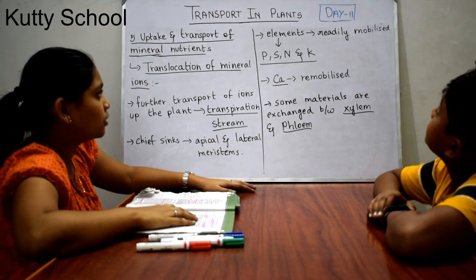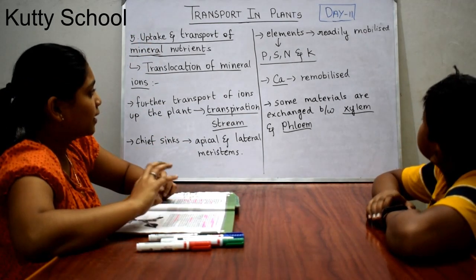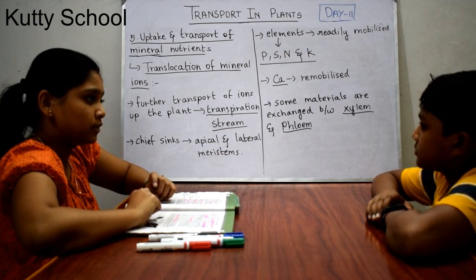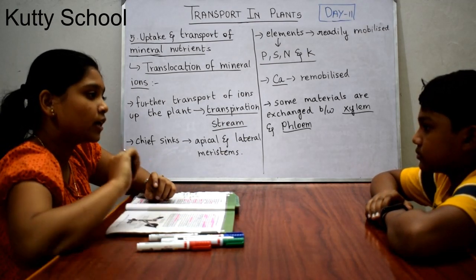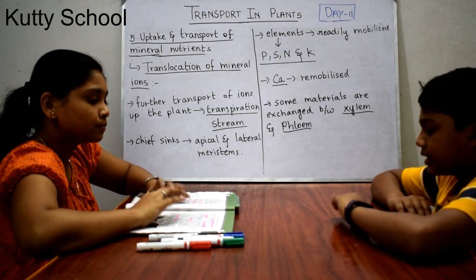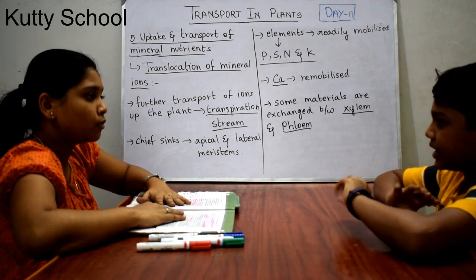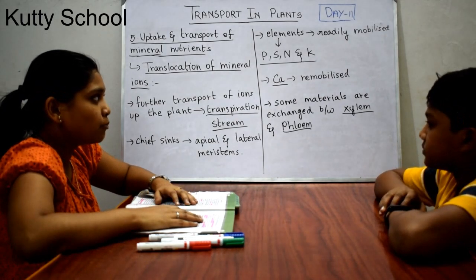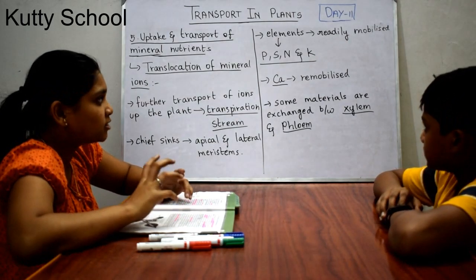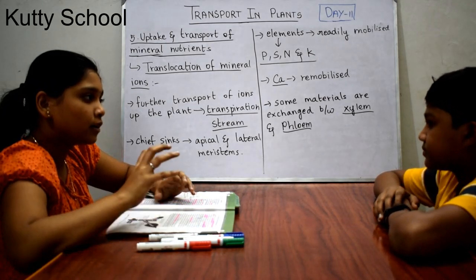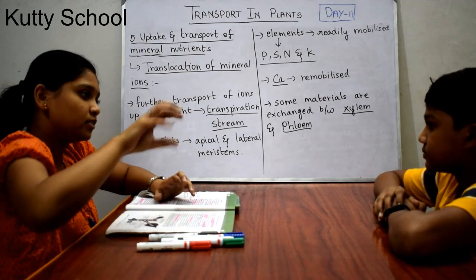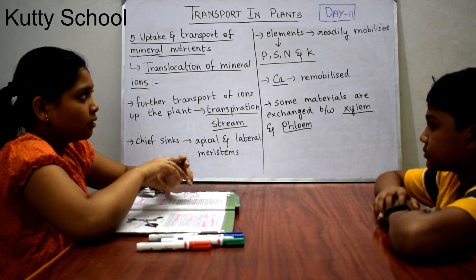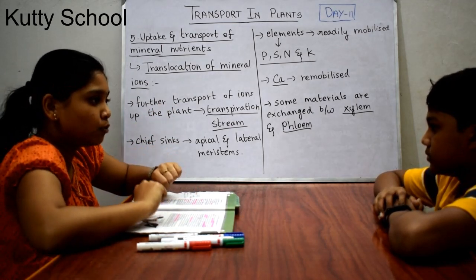Here there are two kinds of elements: those which are readily mobilized and those which are immobilized. Mobilized and immobilized are different terms. Mobilized elements are elements which can move. For example, if you take readily mobilizing elements.